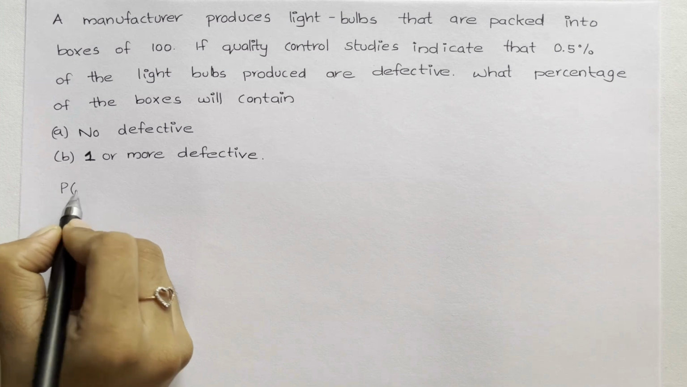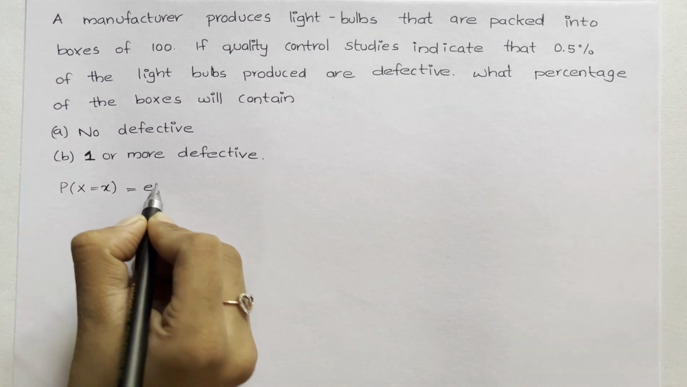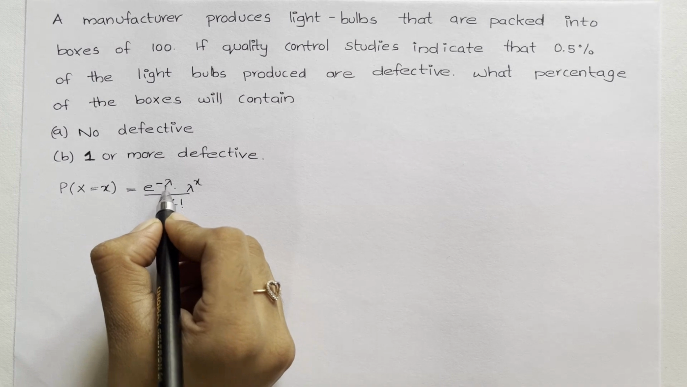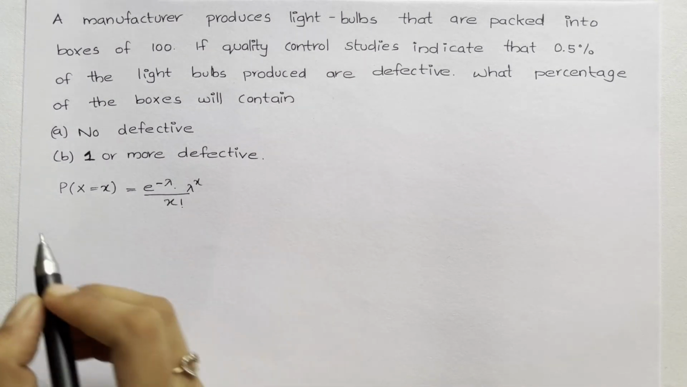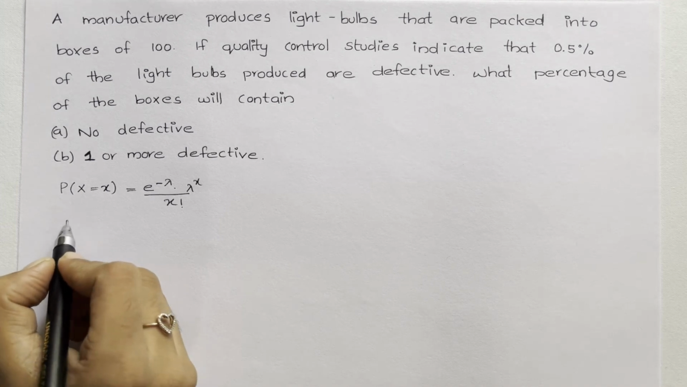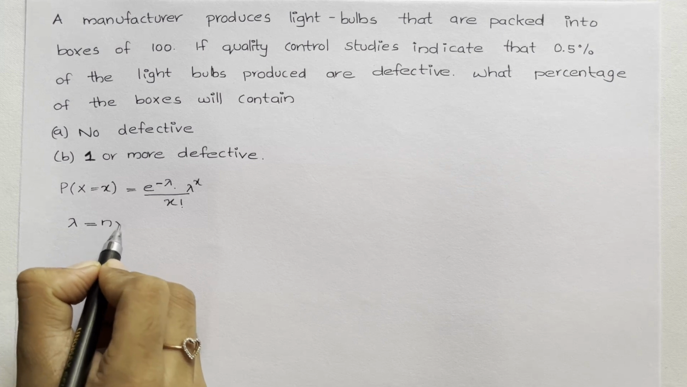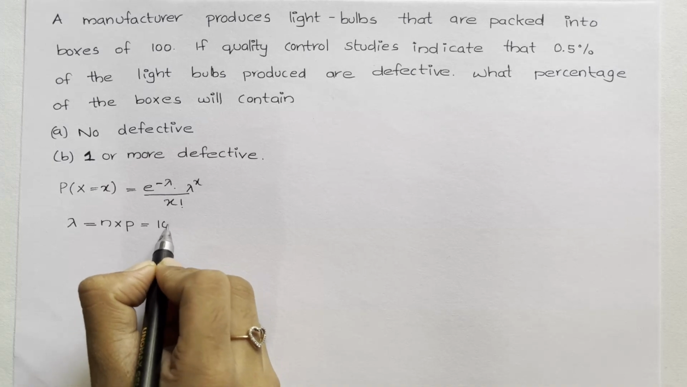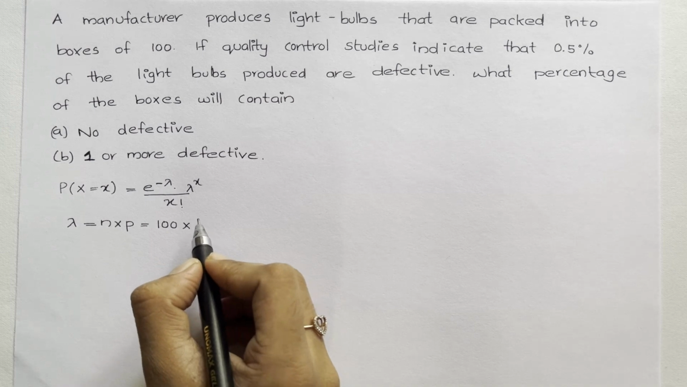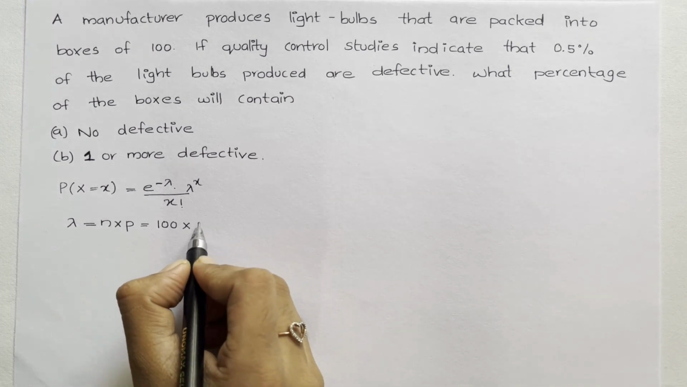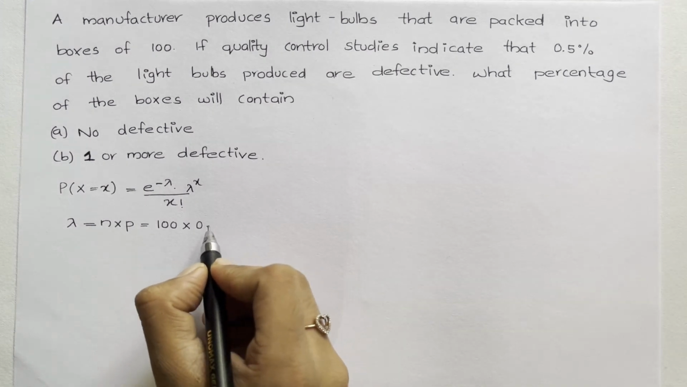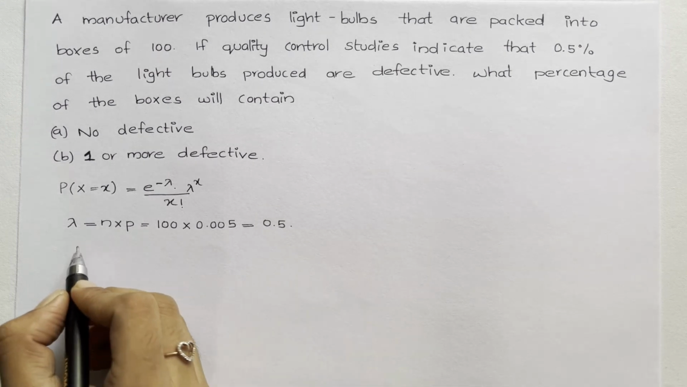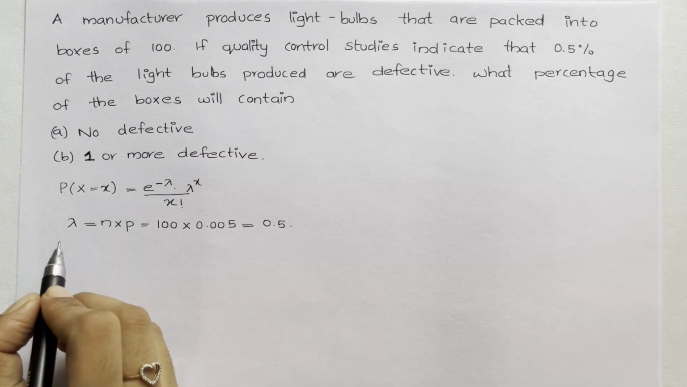The Poisson formula is P of x equal to e raised to minus lambda into lambda raised to x divided by x factorial. Now we have to find lambda, the parameter of the Poisson distribution. When we use Poisson approximation to the binomial distribution, lambda is calculated as n into p. N is the number of trials, that is the number of light bulbs. Here, the number of light bulbs is 100. P is the probability of success, that is the probability of light bulbs produced being defective, which is 0.005. So lambda equal to 100 into 0.005 equal to 0.5. That is, the parameter of the Poisson distribution is lambda equal to 0.5.